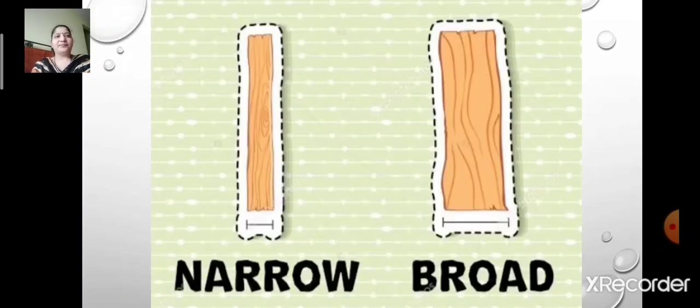Next, narrow, broad. Narrow and broad are the words opposite to each other.